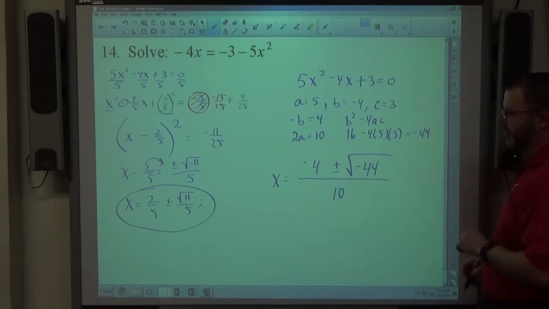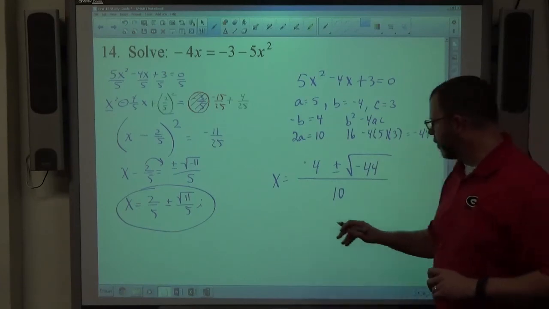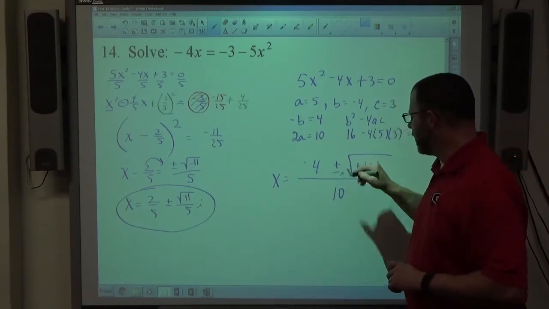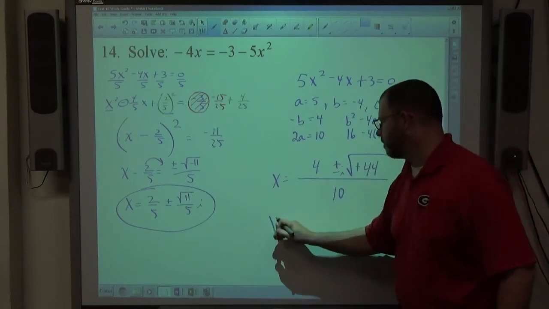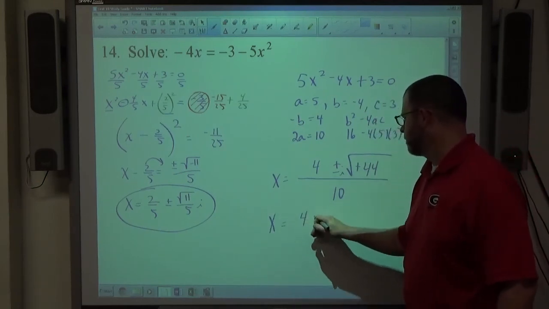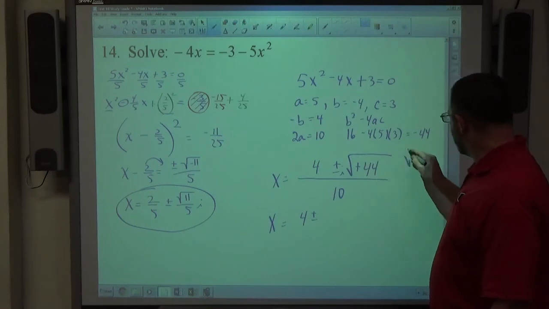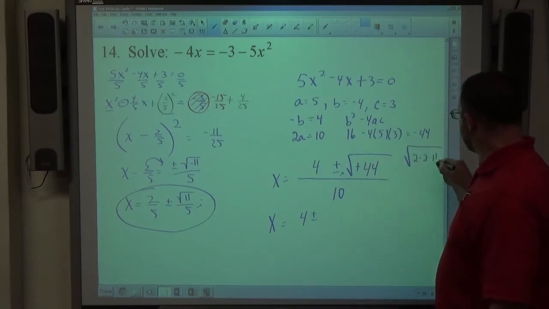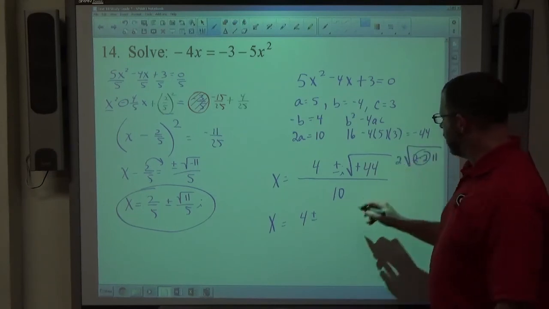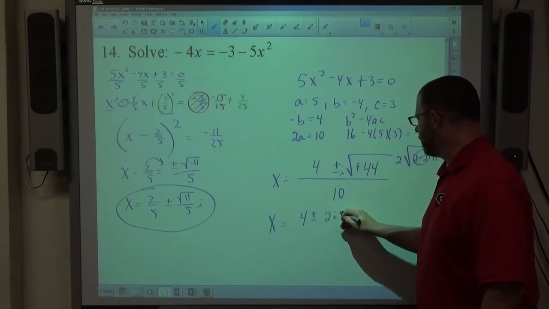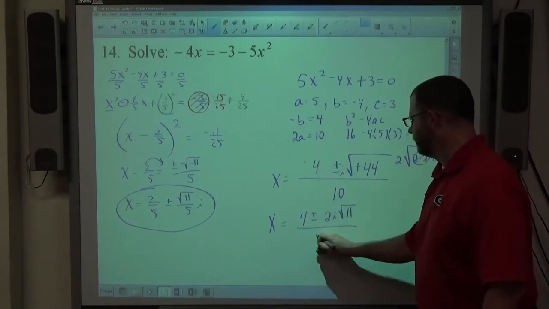A couple things need to be fixed. First of all, square root of negative 44. If I make that a plus and put an i out here, that's the first thing. 44 is 2 times 2 times 11, so a pair of 2's. So we're going to get plus or minus 2i times the square root of 11 all over 10.